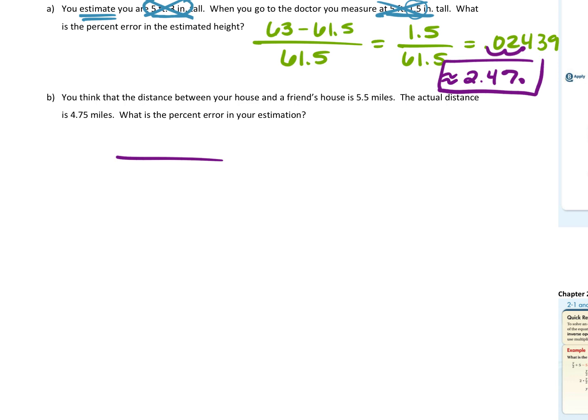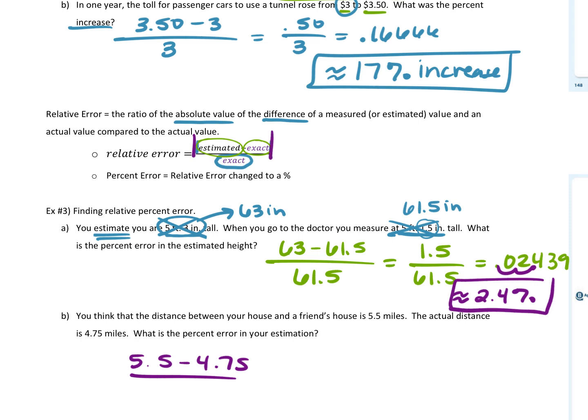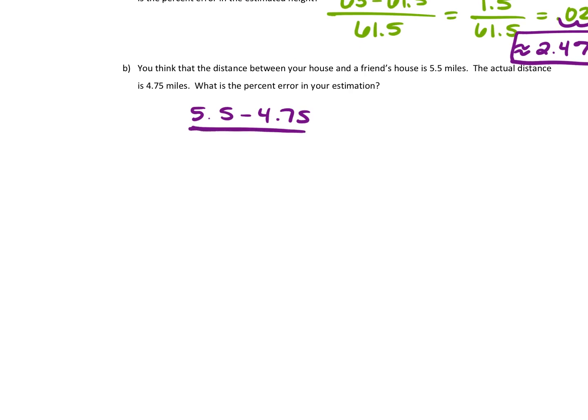What goes on top? 5.5 minus 4.75. Yeah, find the difference, right? And again, if you prefer to do it this way, you can do the absolute value of the estimate minus the exact, but I think it makes a lot more sense if you just do bigger minus smaller, and that will be the absolute value version, okay? That will be your positive amount. Which one goes on bottom here? 4.75. The actual amount, 4.75. So you plug that into your calculator. So 0.75 over 4.75. What do you get?